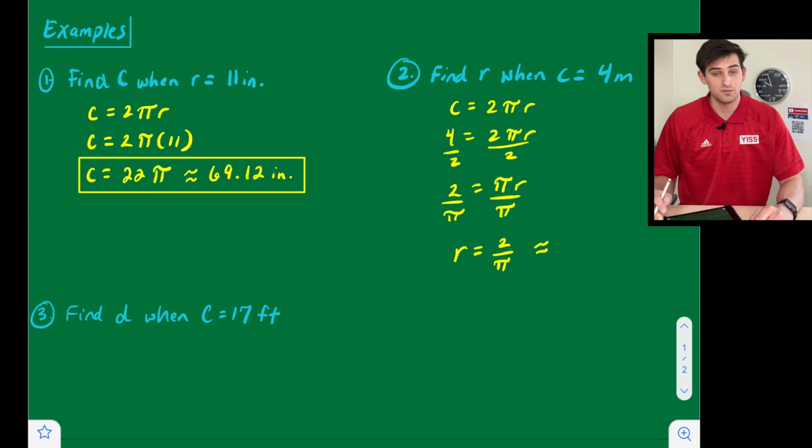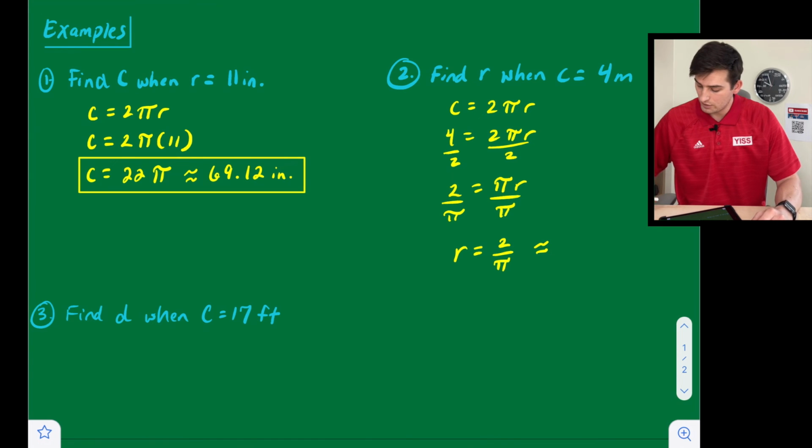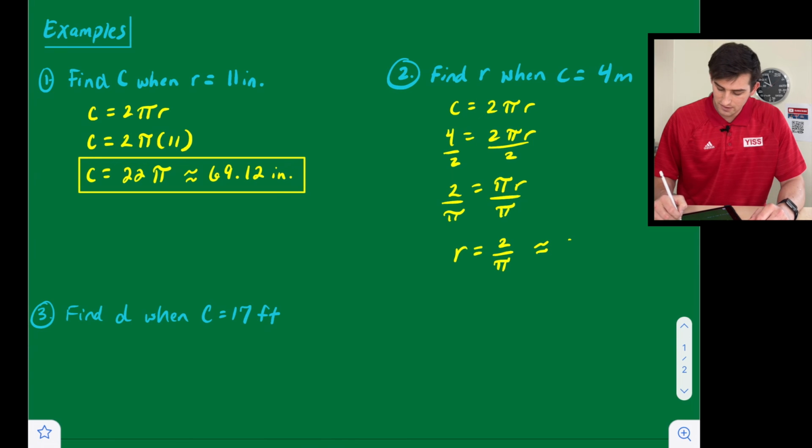And once again, in terms of pi, we could leave it like that. Or we could do 2 divided by pi. And that's going to give us approximately 0.64 meters for our radius.